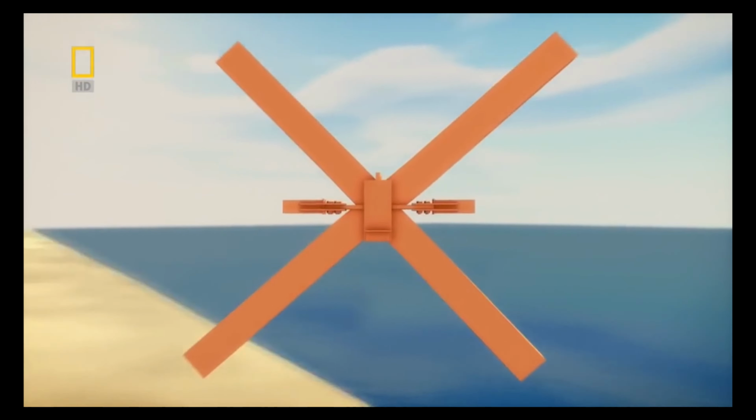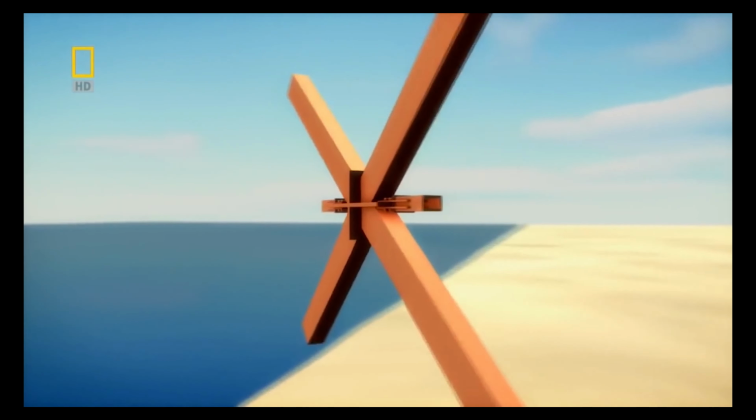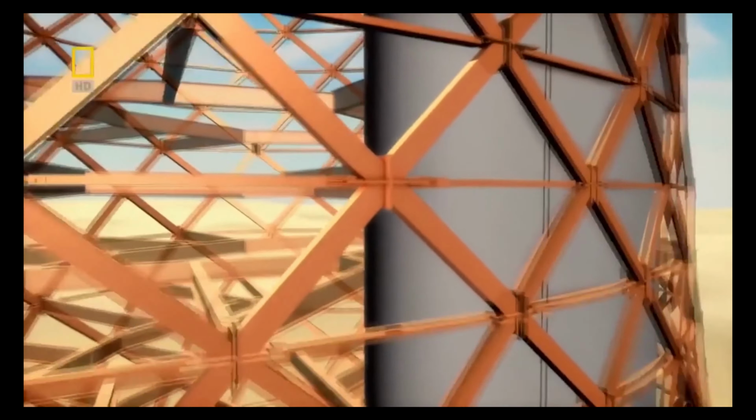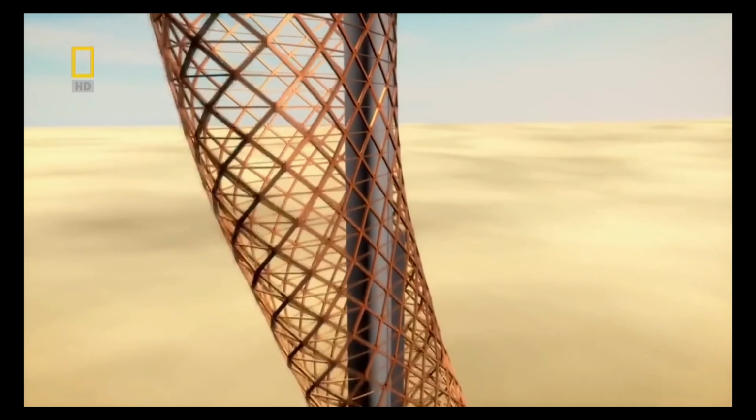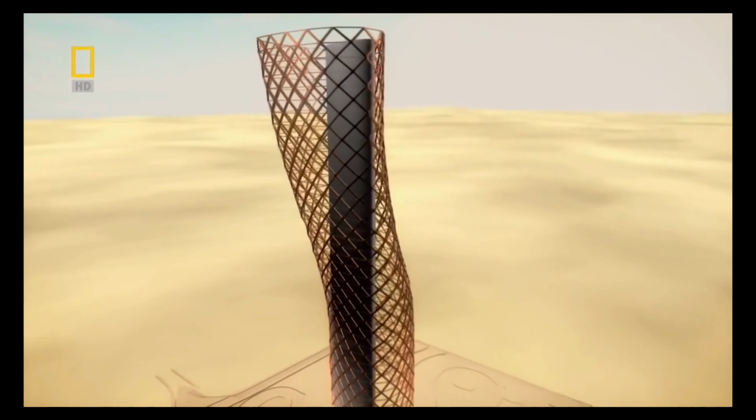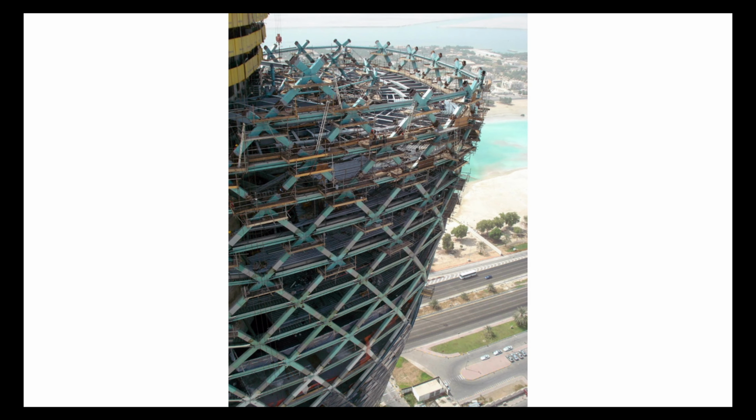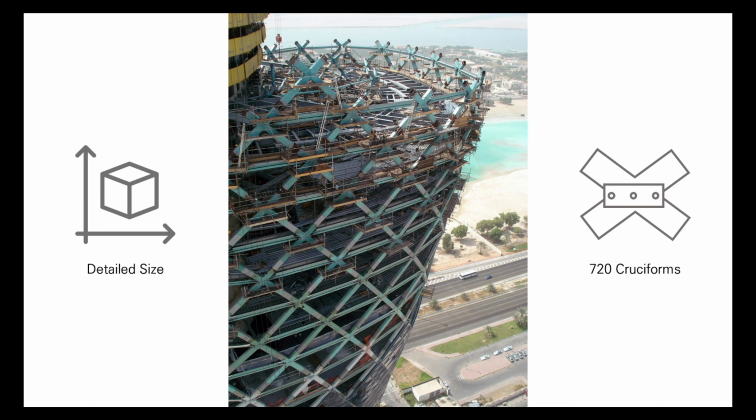Additionally, thinner steel members meant that the proportion of glass would increase, and this was another advantage to emphasize the twisting shape. With BIM, they could also precisely predict each unique cruciform's detailed length, curvature, and each different form of nodes to connect them. With these reports, they were able to make 720 designed cruciforms, no two of which were the same.